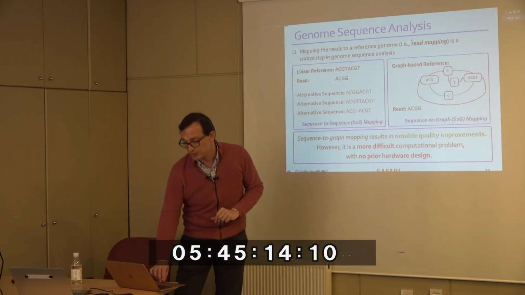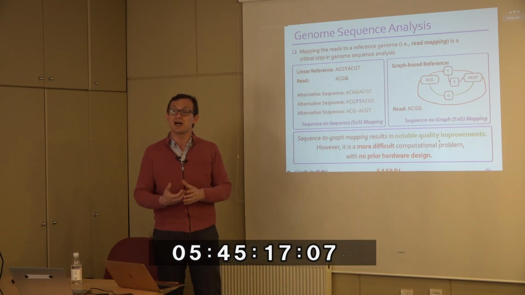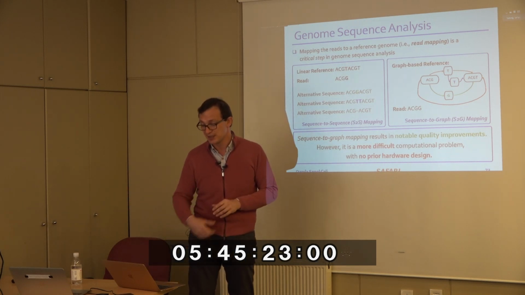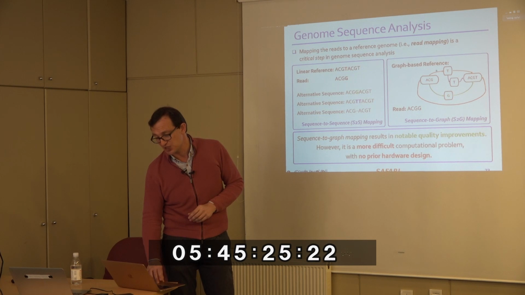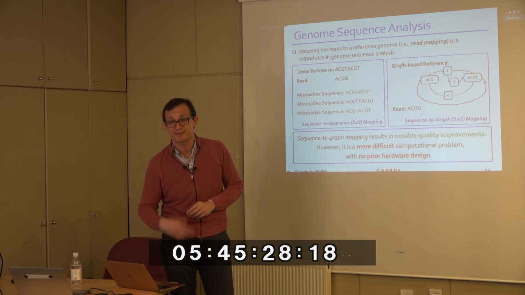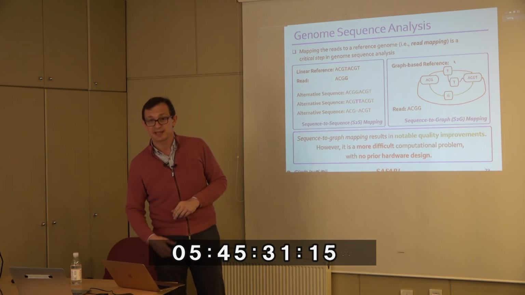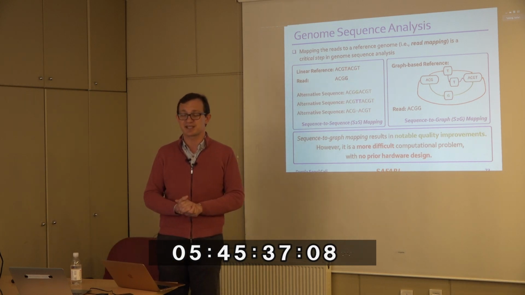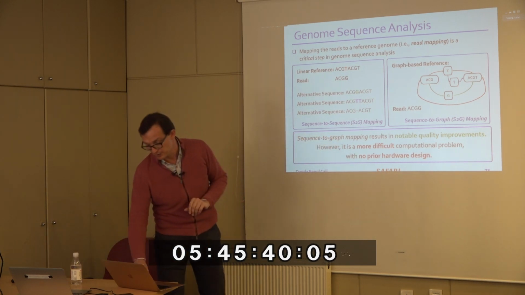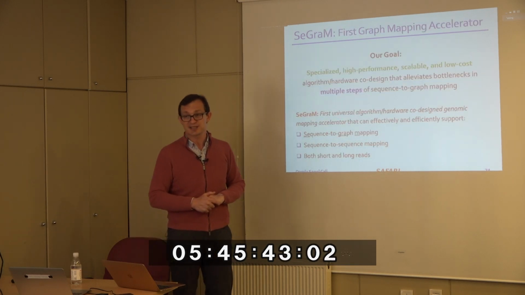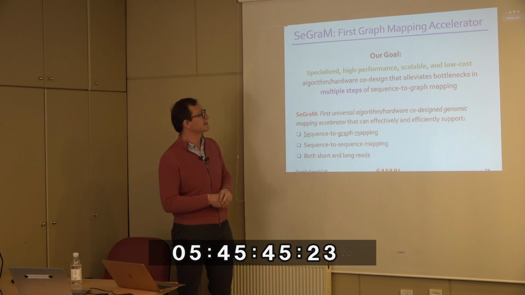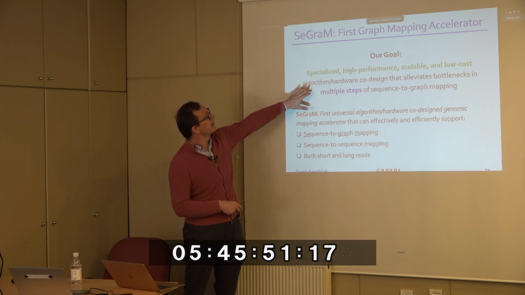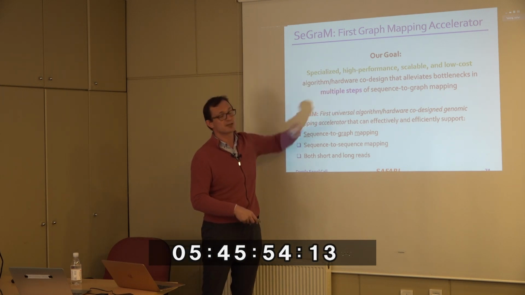And that's the idea. Now it turns out sequence-to-graph mapping enables a lot more quality because it can distinguish between different populations or different variations. But unfortunately, it's a much more difficult problem because computationally now you have to map onto a graph, not onto a sequence. And there have been algorithms for this clearly, which Damla analyzed and showed that they're bottlenecked and not scalable. And there's certainly no prior hardware design. So in her second major work, she targeted this hardware design. And she basically designed a specialized, high-performance, scalable, low-cost algorithm-hardware co-design that alleviates bottlenecks in sequence-to-graph mapping.